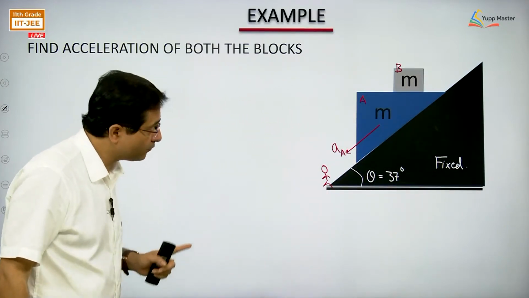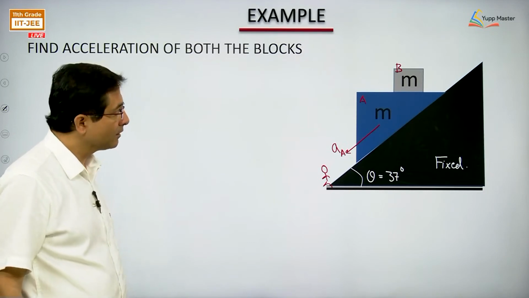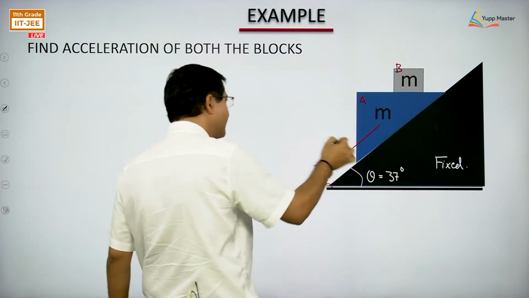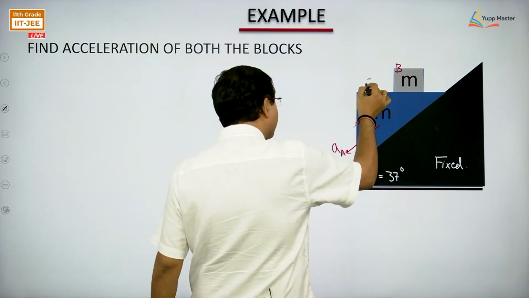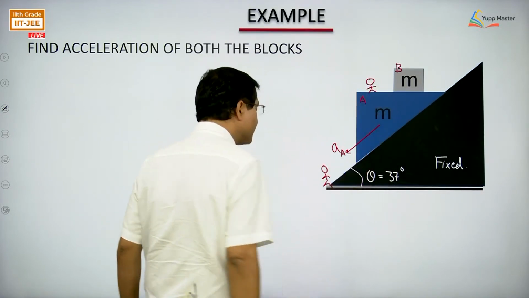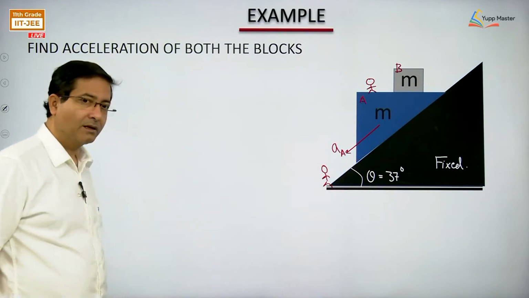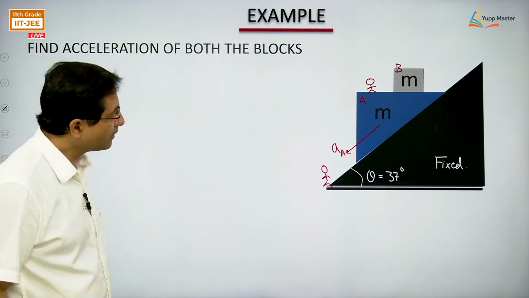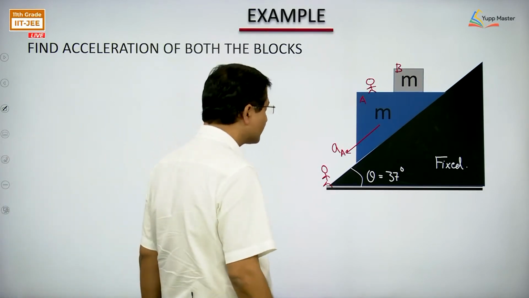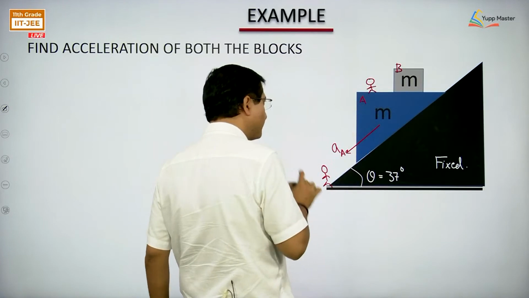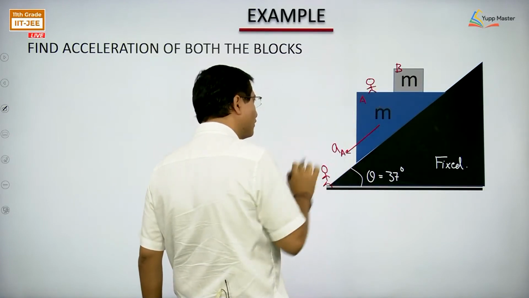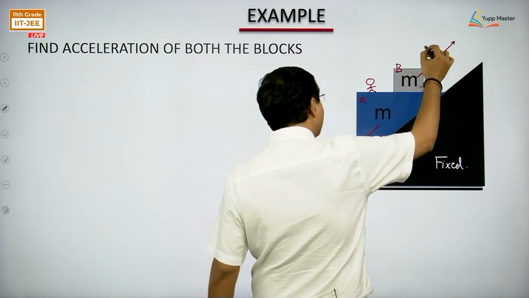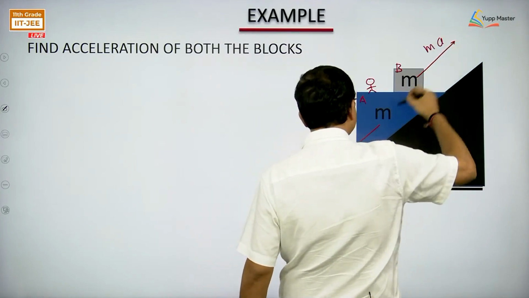Now for the motion of B, as B is kept over a moving block, accelerating block, if I want to observe the motion of B with respect to this frame, then it might be relatively easy. The only thing I need to do is, as this is a non-inertial frame, I need to add pseudo force. So I'll add pseudo force on this block. Mass of the block, acceleration of the frame.